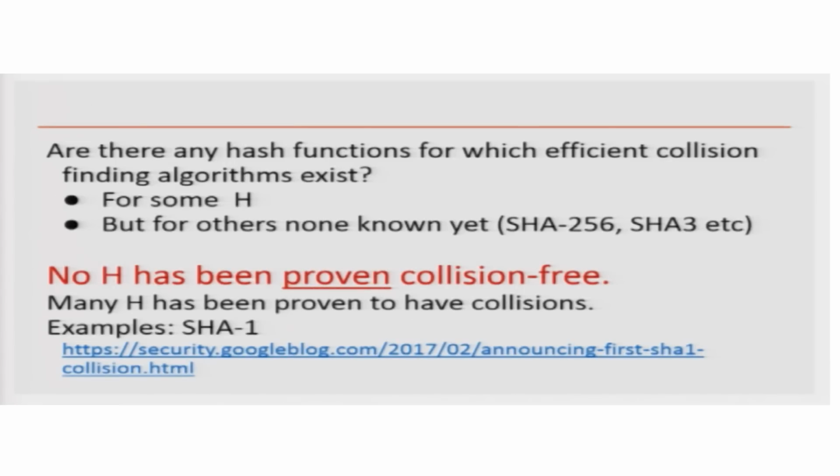So, there are hash functions for which efficient collision finding algorithms exist. For example, SHA-1, and here is a link that you can go to see how the researchers found the SHA-1 collision. SHA-256, SHA-3 etc. are safe, but that does not mean they are collision free or collision resistant. It only says that so far we have not found a weakness in these functions that will make their collisions easy to find. Okay, so now we will look at some applications of hash functions.